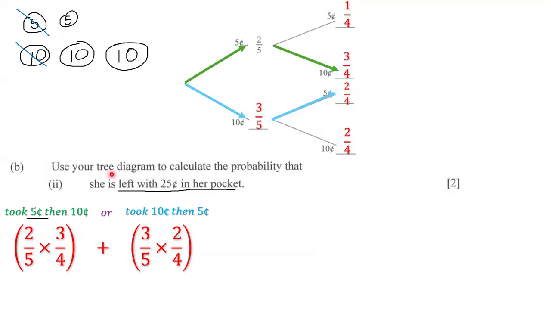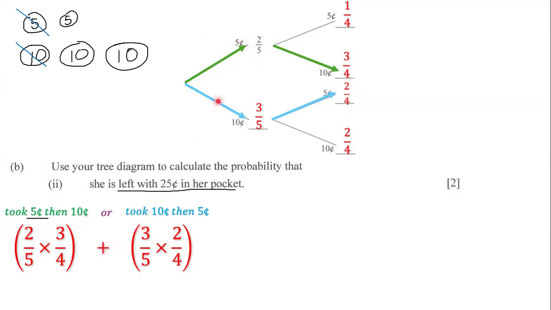So the probability that she gets a 5 cents first on the first try is going to be 2 over 5. What's the probability that if she gets a 5 cents on the first try, she gets a 10 cents on the second try? Well, that's going to be 3 over 4. So we have 2 over 5 multiplied by 3 over 4. And that's what we have, the probability of a 5 cents, then a 10 cents. And means multiply, or means add, okay?